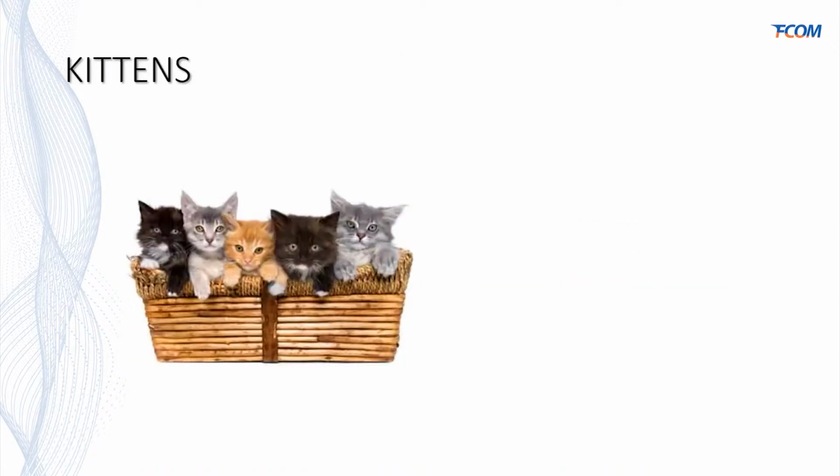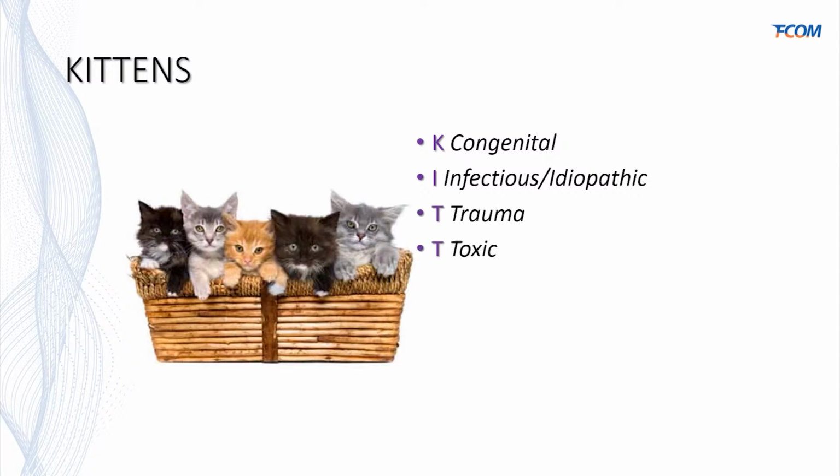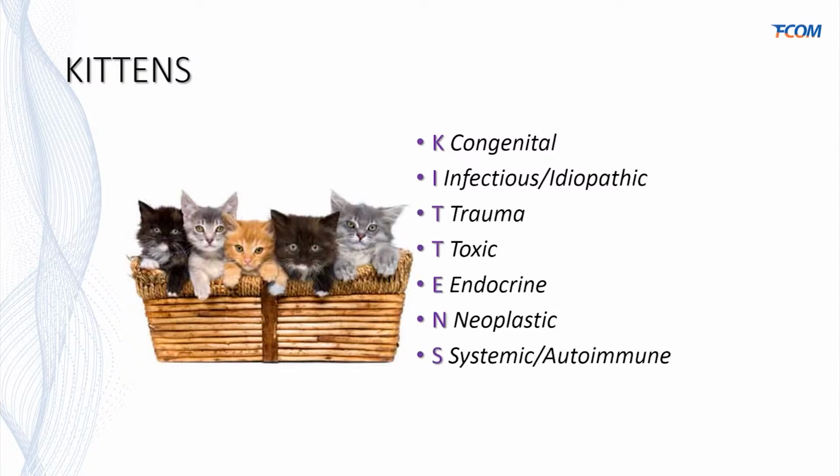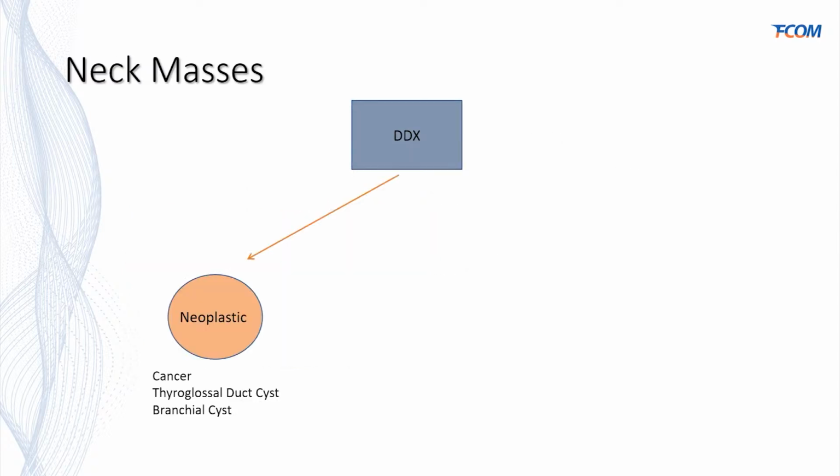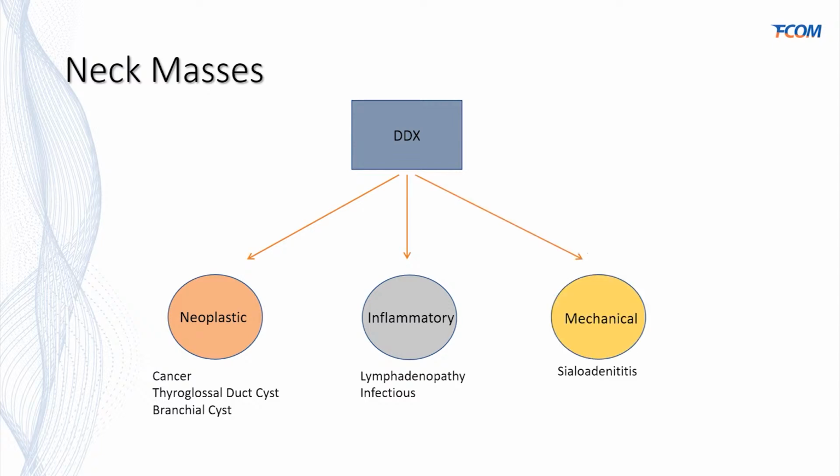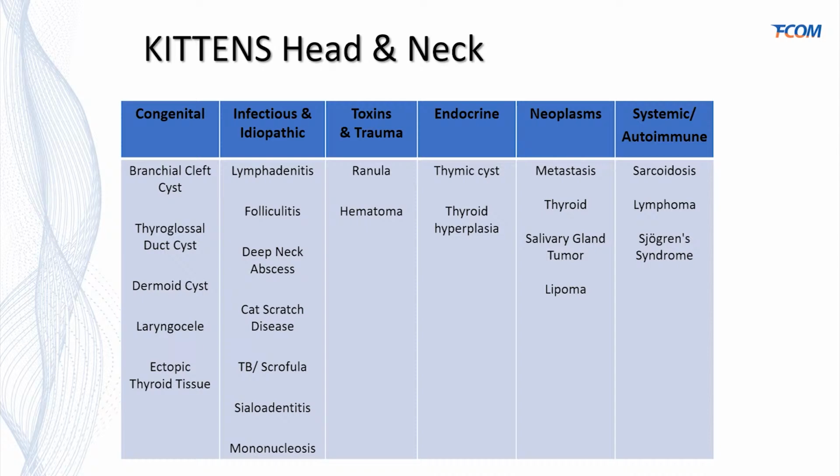A good thing to remember is CITIES. CITIES stands for congenital, infectious, trauma, toxic, endocrine, neoplastic, systemic, or autoimmune. I prefer to use the differential diagnosis model, neoplastic, inflammatory, or mechanical, when trying to determine the differential diagnosis of these masses. This is a nice little table that I made that breaks it down from congenital, infectious, endocrine, neoplasm, or autoimmune.